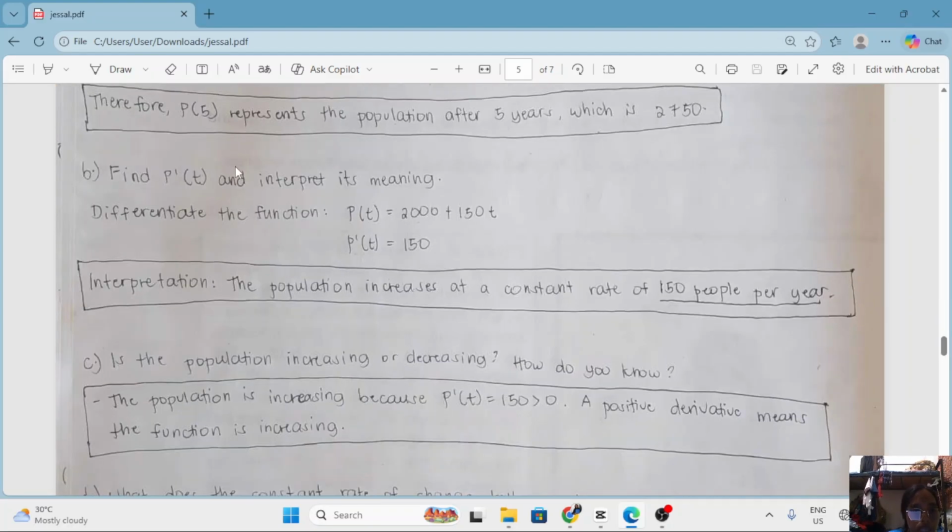Okay, letter B, find P prime of t and interpret its meaning. First, we need to differentiate the function. The original function is P of t is equal to 2,000 plus 150t. So P prime of t is equal to 150, because to derive this, the 2,000 will turn into 0 and the 150t will turn into 150. So our answer is 150. Our interpretation is that the population increases at a constant rate of 150 people per year.